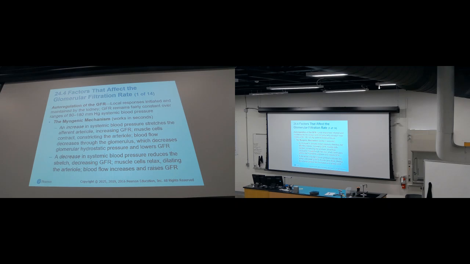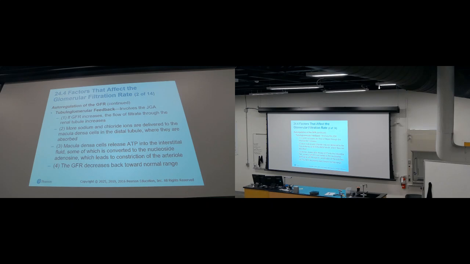your glomerulus. Now, what happens when you have the opposite, when you have a decrease in your systemic blood pressure? Well, in this case, you have a reduced stretch in the walls of your glomerulus. That decreases the GFR. Your muscle cells will relax. That dilates your arteriole. You will have an increase in blood flow, and that raises your GFR. So you have the opposite effect. So that's the myogenic mechanism.